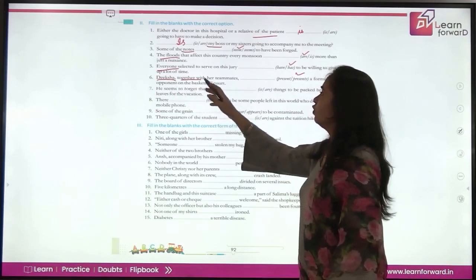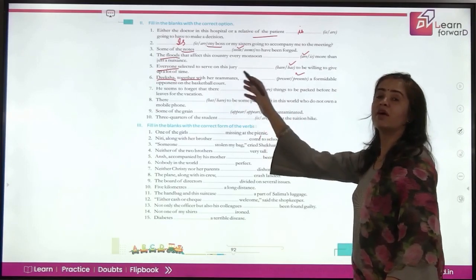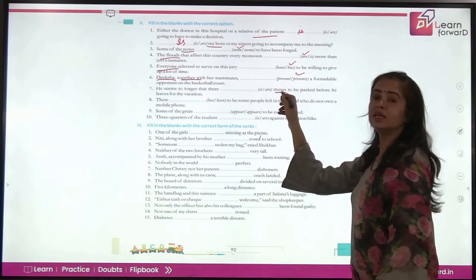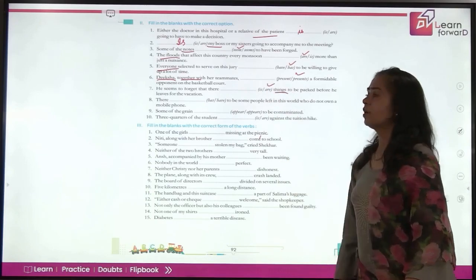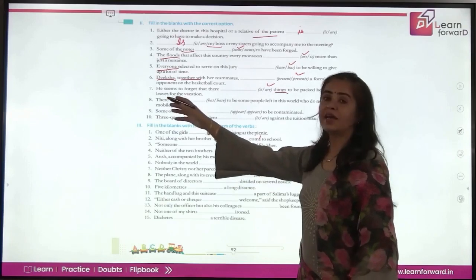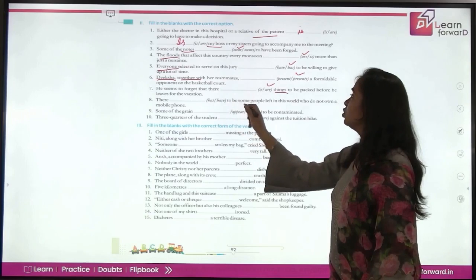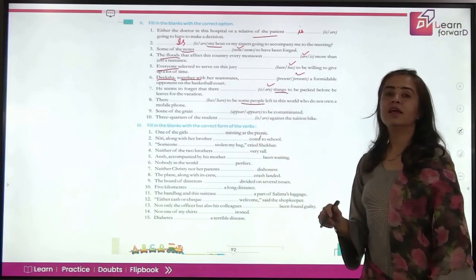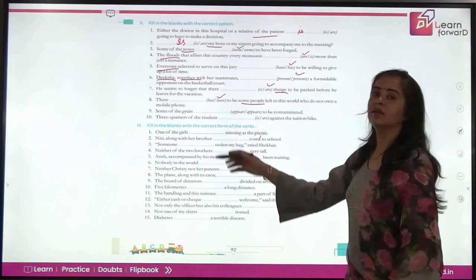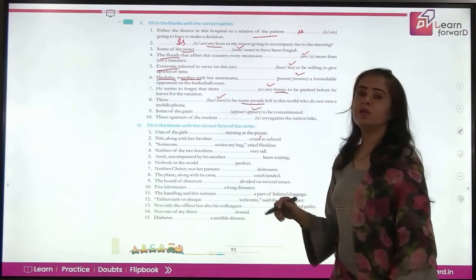Next, he seems to forget that there dash things. Now when we are using there, we have to look at the subject after the verb. So there things is plural. There are things to be packed before he leaves for the vacation. Next, again we are starting the sentence with there. So let us see here. There dash to be some people left. There have to be some people left. Next, some of the grain. Grain is singular here. So some of the grain appears to be contaminated.